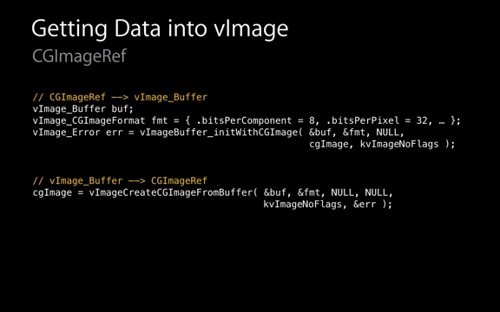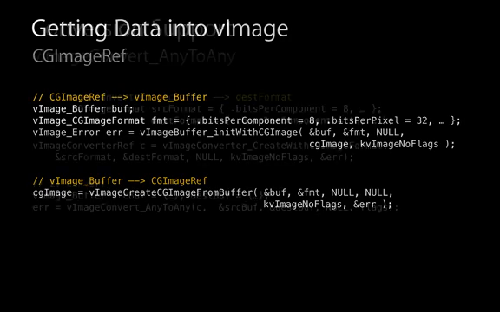So now we've performed all the operations on the vImage buffer. It stayed in the same format, so we can use that same structure describing the pixel format. And this is going to return a CGImageRef. So some really great interoperability with CGImageRef. It's really easy to get your image data in and out of vImage this way.